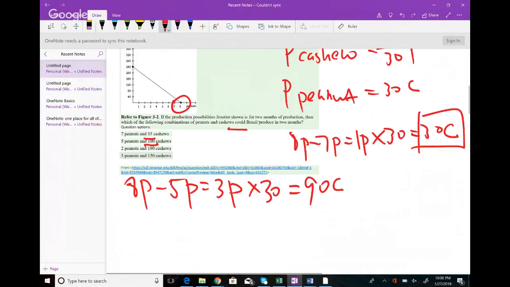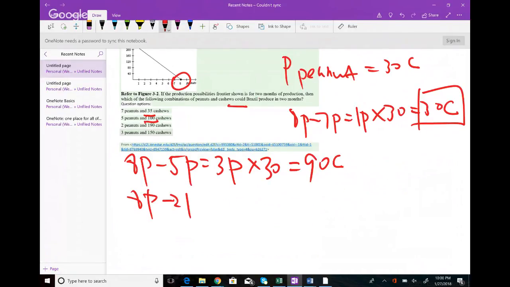Okay. And then for the next one, we're going to do 8 peanuts minus 2 peanuts. That should give you 6 peanuts. Times 30, that's going to be 180 cashew. So we can do a maximum of 180 cashew, but it's asking for 190. So again, that's too much.